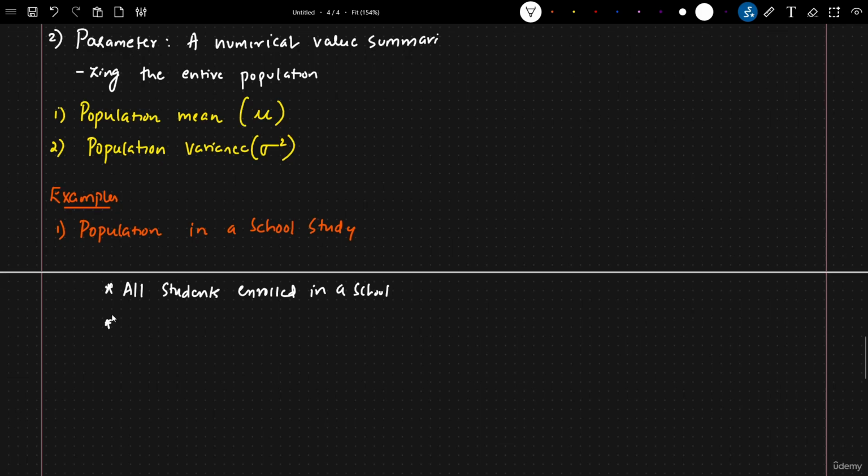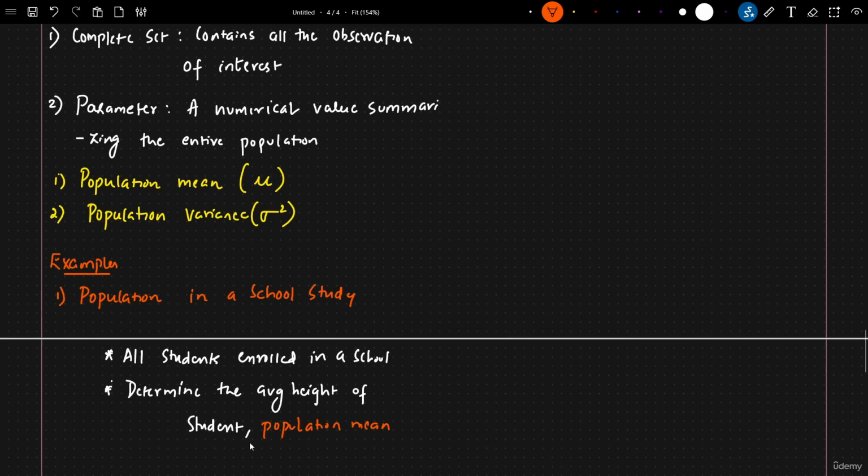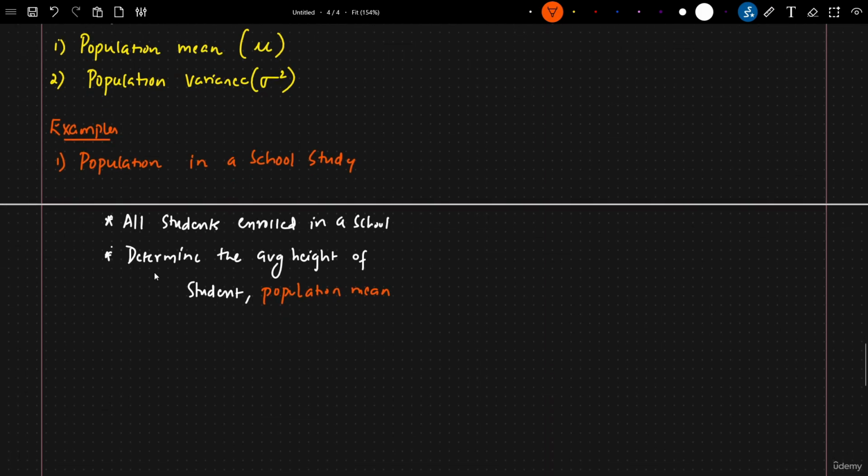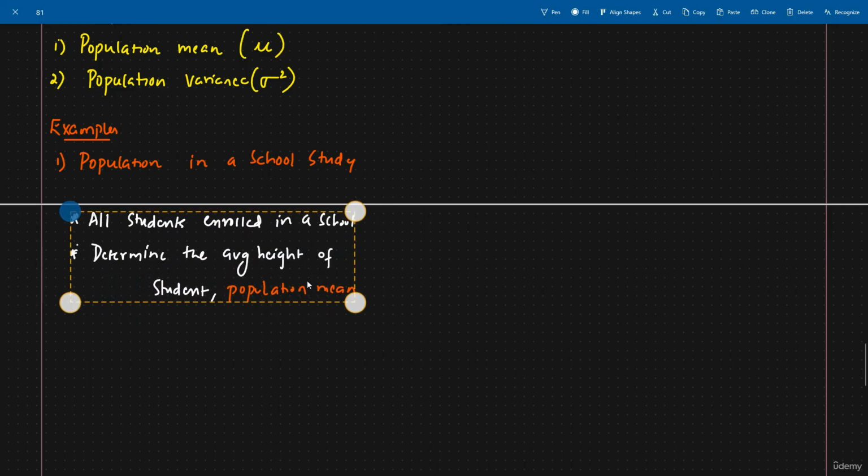The second thing is, if I consider a use case, let's say I want to determine the average height of students. So in this case, what do I need to calculate? I need to basically calculate your population mean, right? Population mean. So these are some of the examples whenever we are specifically using population data, right? Population in a school study, I have to probably go ahead and consider all the students enrolled in the school. So let me just go ahead and write it like this.